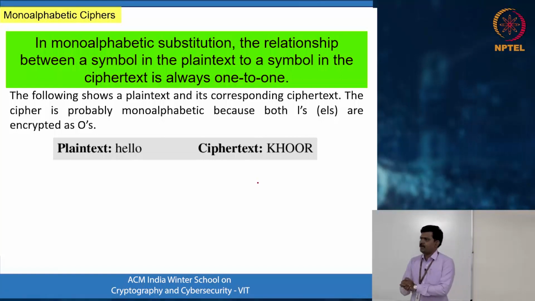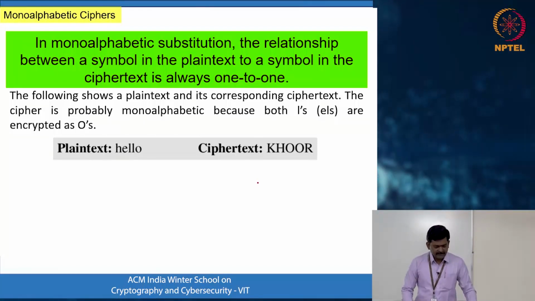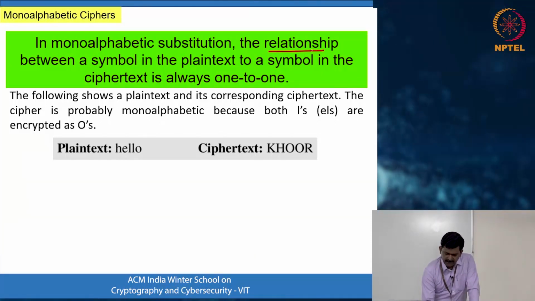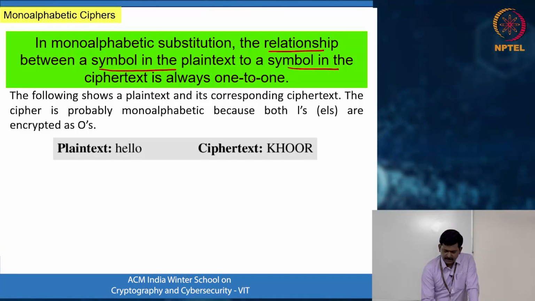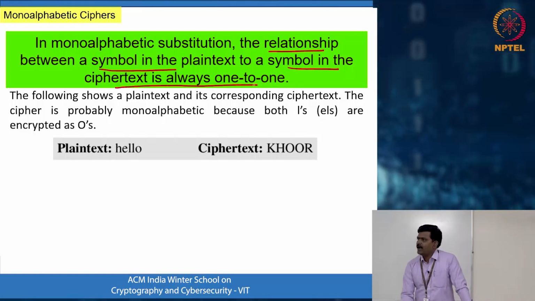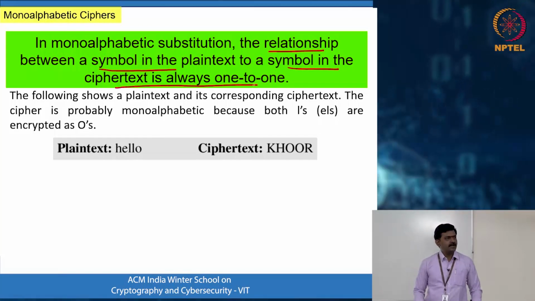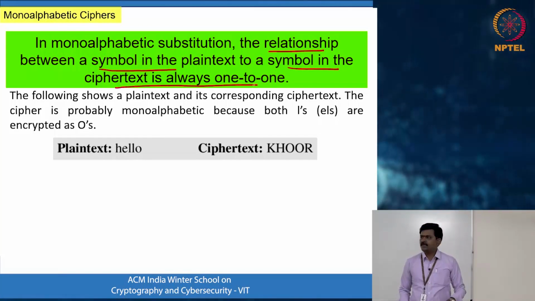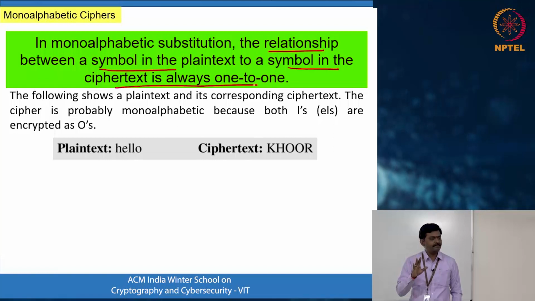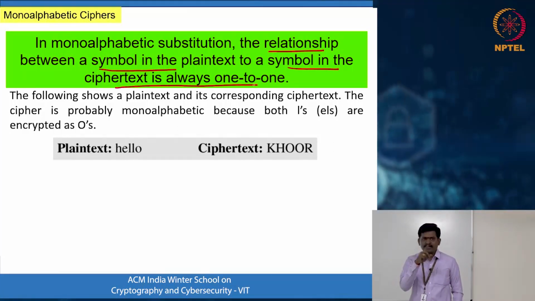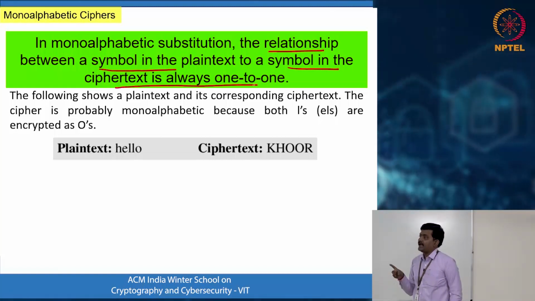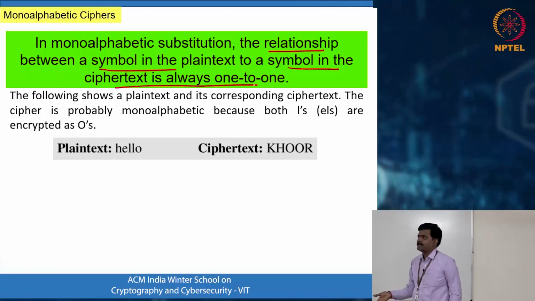Okay, we'll see what is meant by monoalphabetic cipher. In these ciphers, the relationship between a symbol in the plain text to a symbol in the cipher text is always 1-to-1. That means I take the alphabets of the language, A to Z, and the cipher alphabets, A to Z, and I map a 1-to-1 relationship between my plain alphabets and the cipher alphabets. I call that a monoalphabetic cipher.